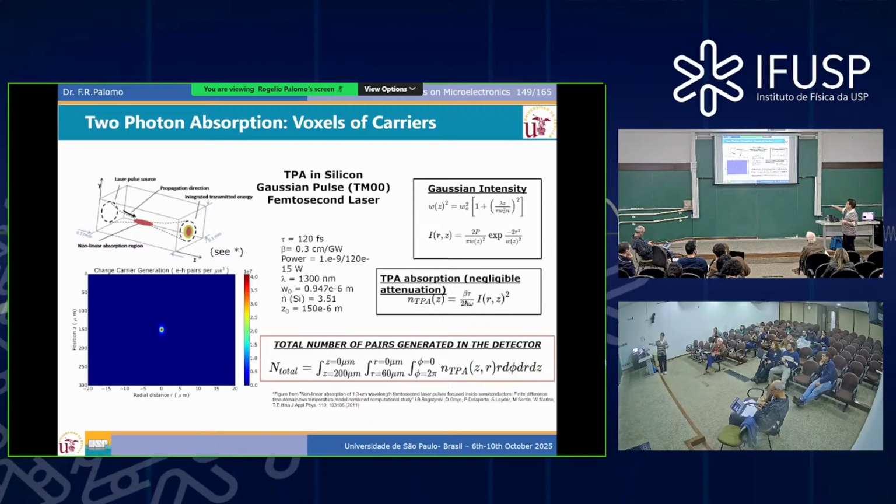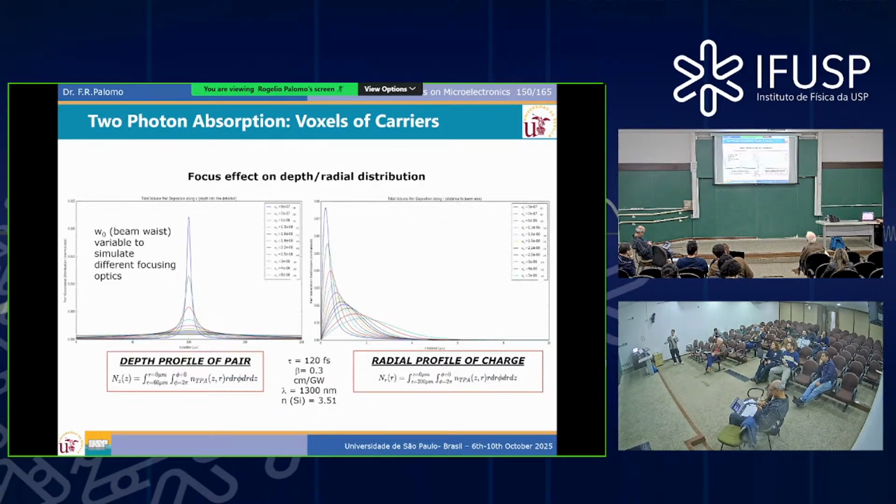More simulations taking into account the optics and Python, just to know the profile, the amount, how the charge electron and hole pairs are created, and the profile details with real laser parameters. Okay, that is the effect of focusing of the optics on the quality of your point of charge, in the radial profile and in the depth profile. This is not Jackson.